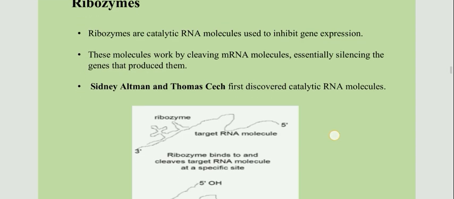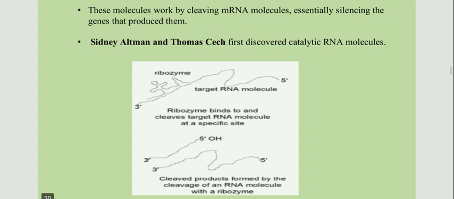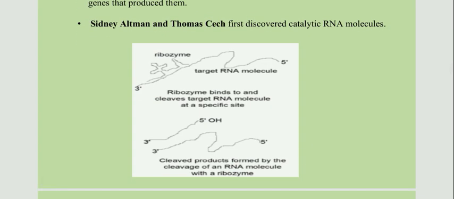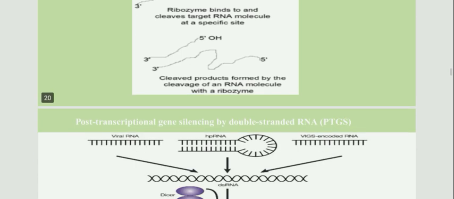The next, ribozymes. Ribozymes are catalytic RNA molecules used to inhibit gene expression. These molecules work by cleaving mRNA molecules, essentially silencing the genes that produced them. Sidney Altman and Thomas Cech first discovered catalytic RNA molecules. The ribozyme binds to and cleaves the target RNA molecule at a specific site, forming cleaved products.